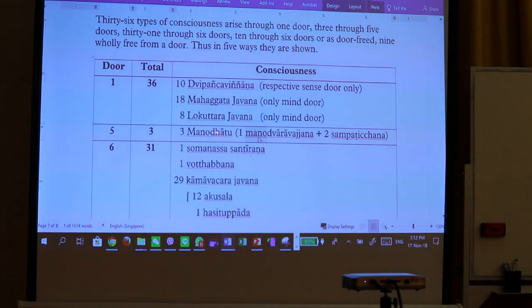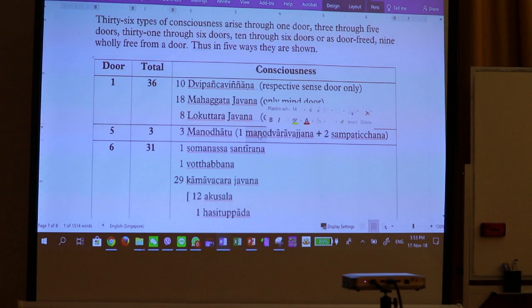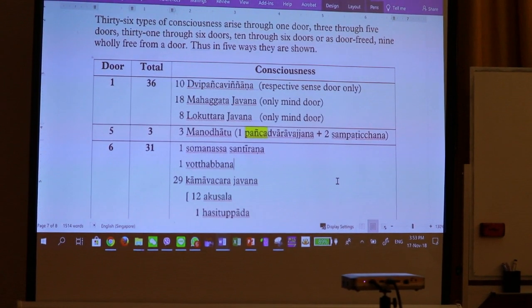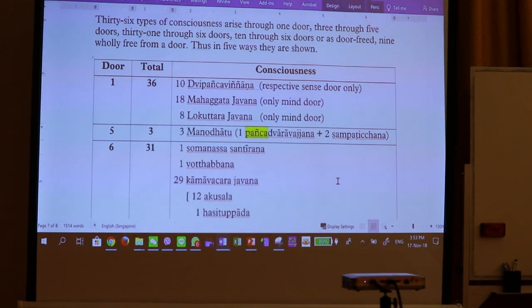Mano dhatu. The mano dhatu, mano dwara vajjana. Actually, here, pancha dwara. Okay, pancha. Because this one also can get the brief meaning, but they have a different name for the group of the chitta. Now they have a different grouping. They explain the respective sense door only.